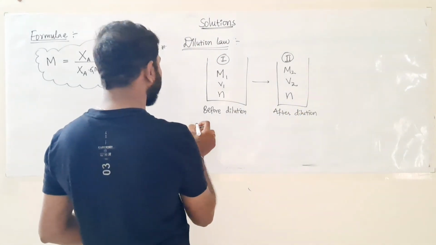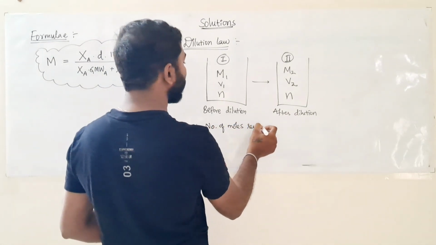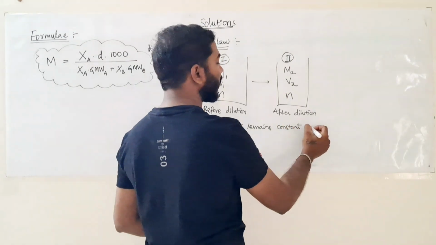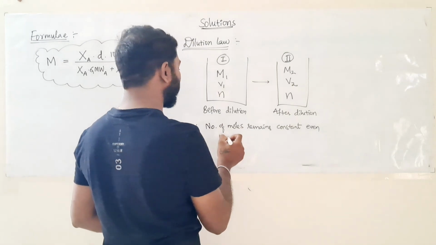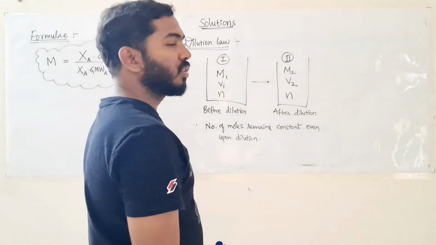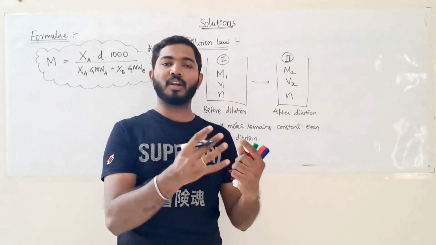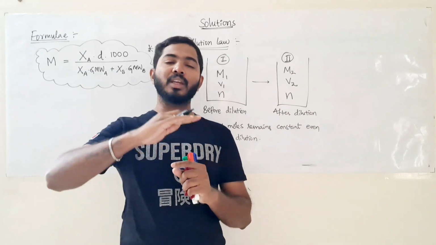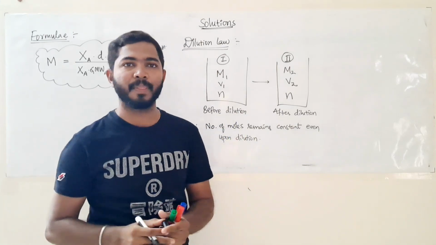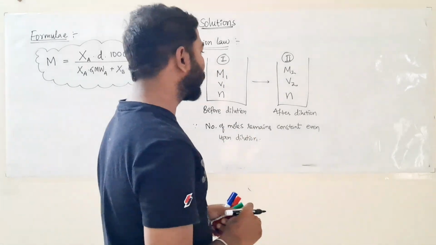So make a note, the number of moles remains constant even upon dilution. Very important. Why, sir? By adding extra volume or extra solvent, we see an increase in the volume but not in the number of moles. The number of moles will remain the same. The same concept we will use in normality also. Please make sure you remember this.